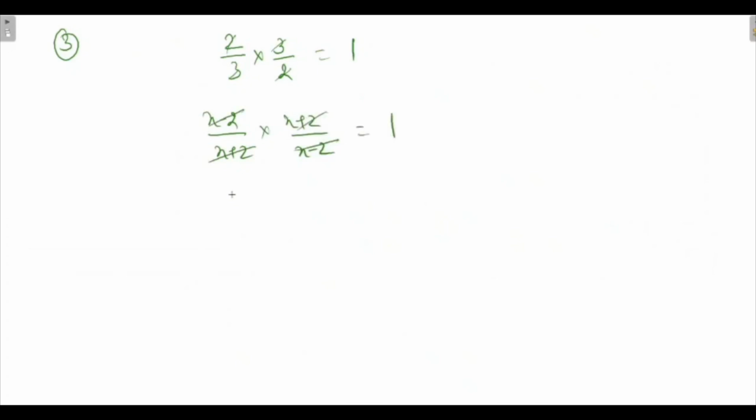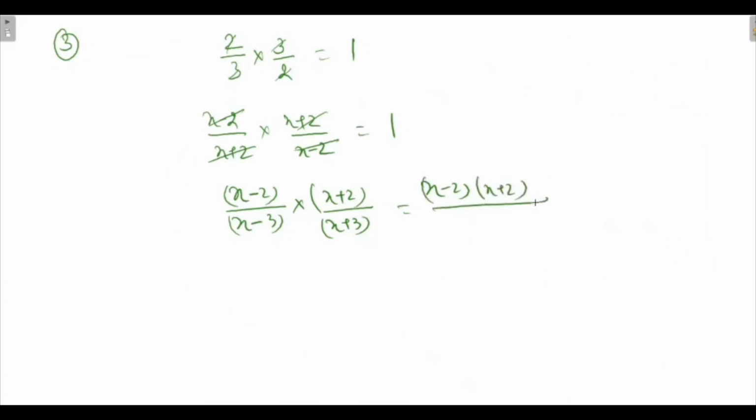It could also be that sometimes it will not cancel out. For example, you've got x minus 2 divided by x minus 3, multiplied by x plus 2 divided by x plus 3. So what you do is you multiply the numerator and you multiply the denominator separately. So this will be x minus 2 into x plus 2 and it will be x minus 3 into x plus 3. This will become a minus b into a plus b, it will become x square minus 4. This will become a minus b into a plus b, a square minus b square, x square minus 9. So this will be your expression, which is what multiplication is.